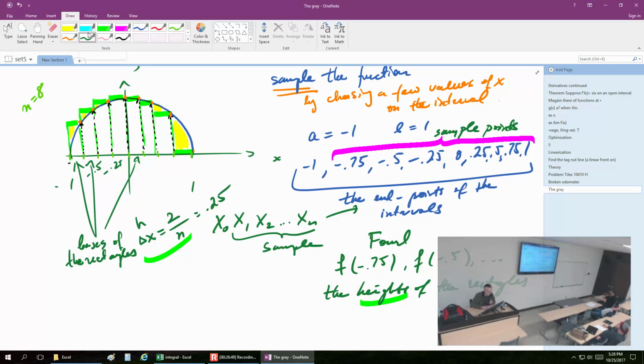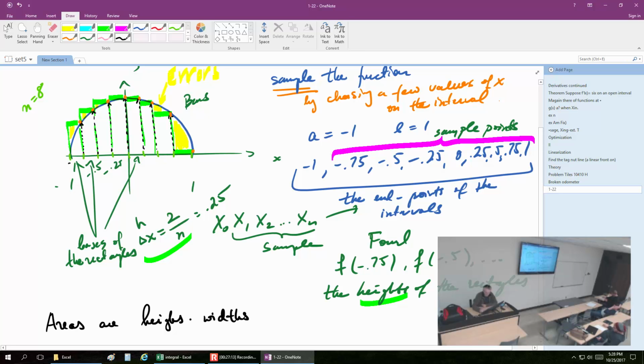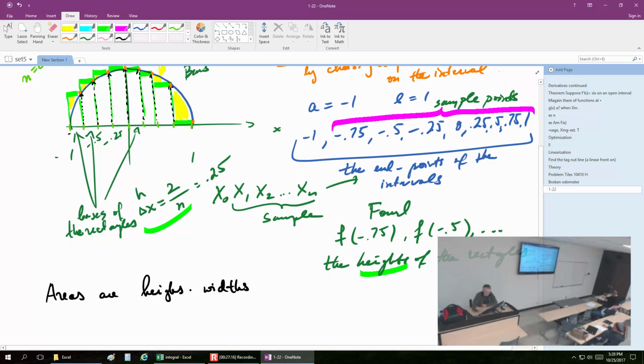Okay, so these are the bars, and let me point it out again. These are the errors. Now let's look at the areas. Areas are in the typical order. We will go with height times width, and that's what Excel did.